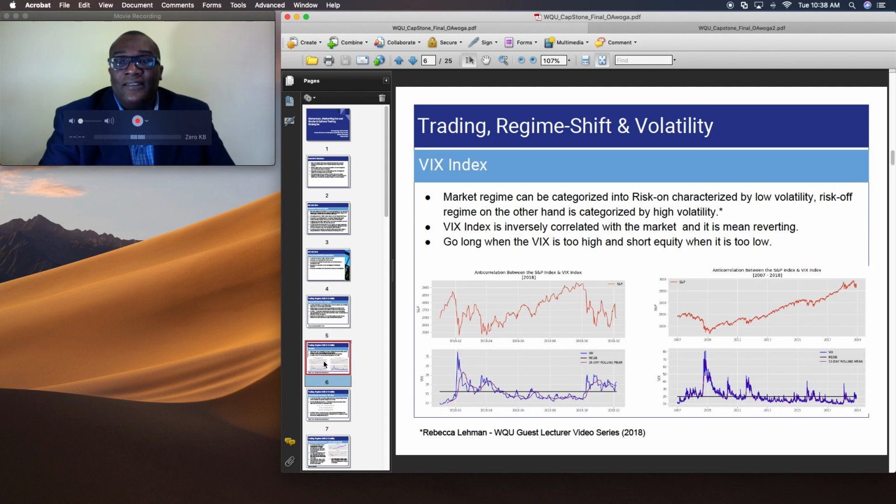The VIX index. According to Rebecca Lehman, market regime can be categorized into two categories. One is the risk on, the other is the risk off. A risk on regime is characterized by low volatility, low correlation between asset returns, high return to volatility ratio, etc. Risk off, on the other hand, is categorized by high volatility.